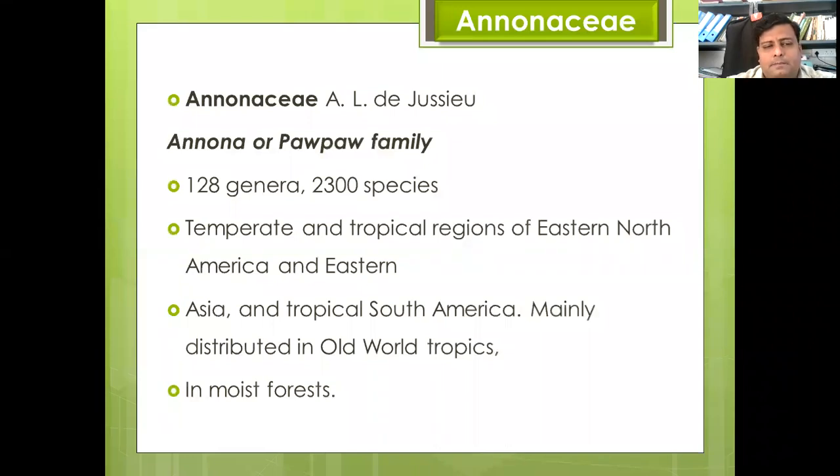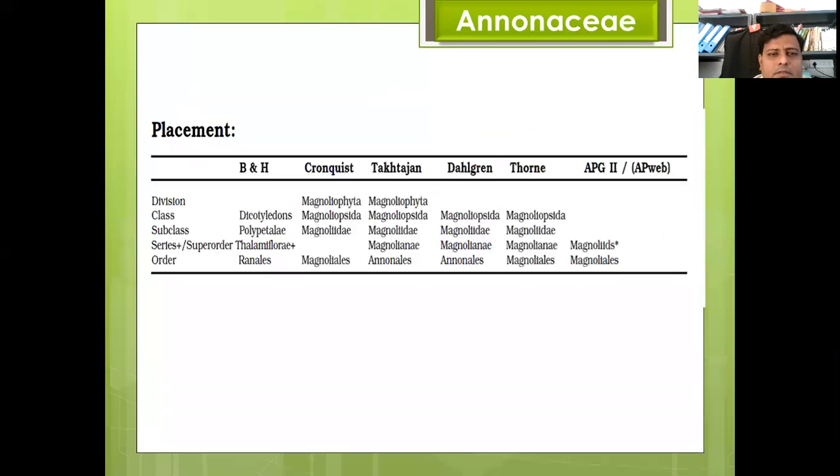So, family Annonaceae. Annonaceae is also known as the custard apple family. It has 128 genera and 2,300 species distributed all over the world. They are distributed in temperate and tropical regions of eastern North America and eastern Asia, tropical South America, mainly in the old tropics and in moist forests. So here is the placement of family Annonaceae along different authors.